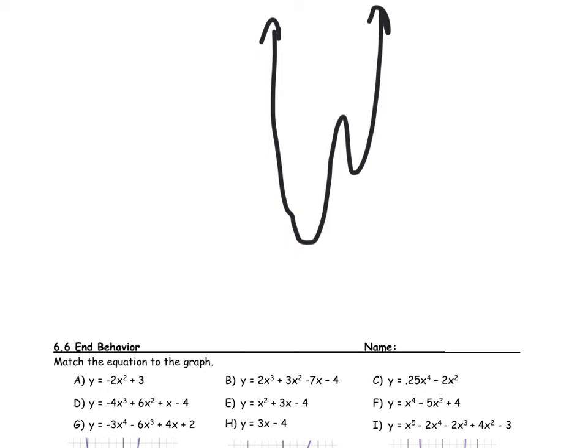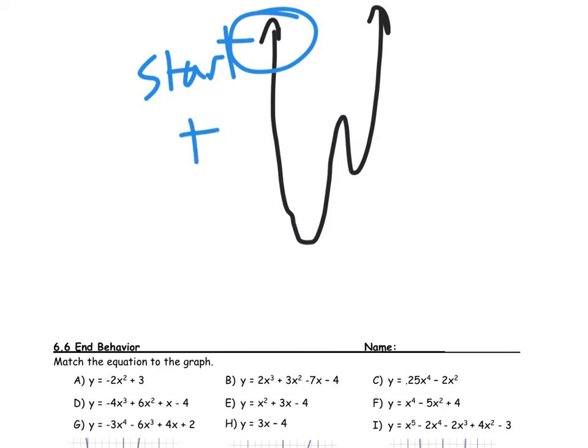If you look at the left-hand side, it's going up. So it starts positive because it's going up. And on the right-hand side, what is it doing? Well, it ends positive. And you'll see that both my end behaviors, my start and my end, are going up in this case. They're going in the same direction. And that's because of the degree.